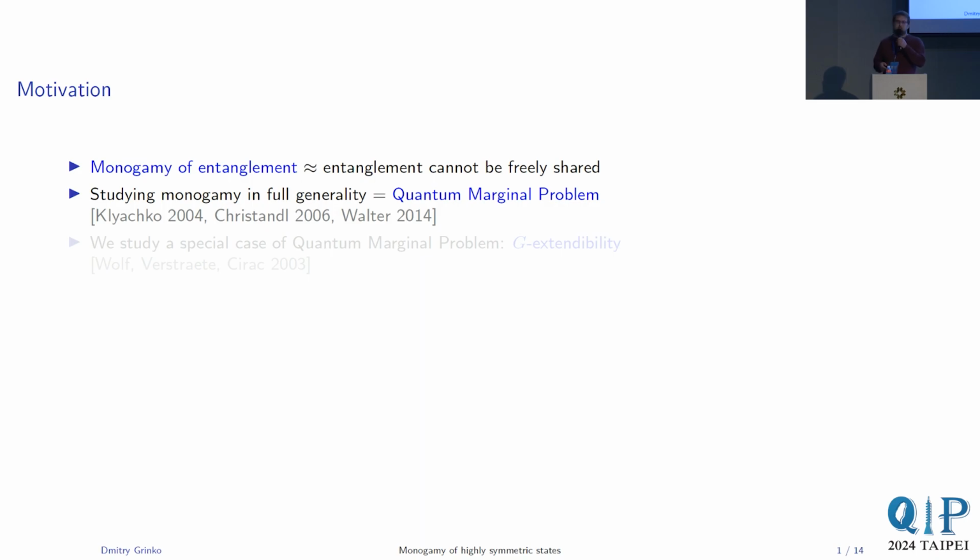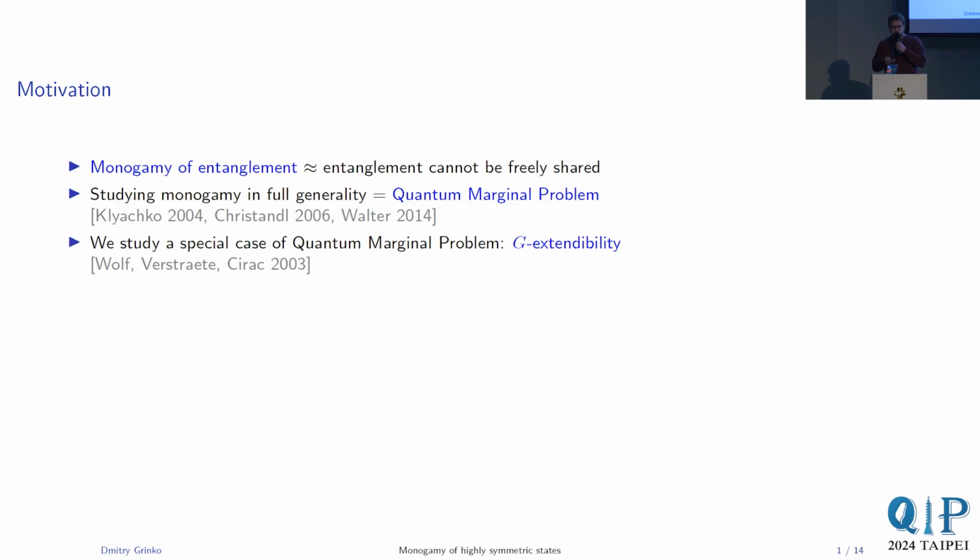The one-body marginal problem was solved by Klyachko quite some time ago, and two-body marginal problems and, in general, k-body marginal problems are known to be QMA-hard. And I want to put those references of Matthias Christandl and Michael Walter's PhD thesis if you want to learn more about this. So studying it in full generality is very hard, so I would like to focus on a very, very special case of this, which is known as G-extendability, where G is some graph. And our work can be seen as a continuation of an old work by Wolf, Verstraete, and Cirac from 2003.